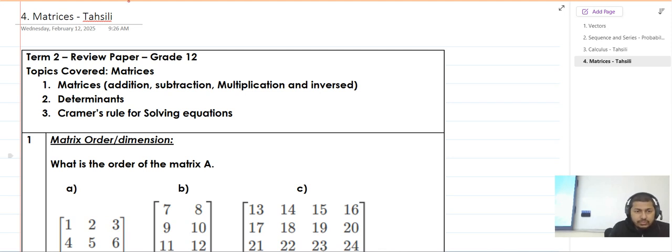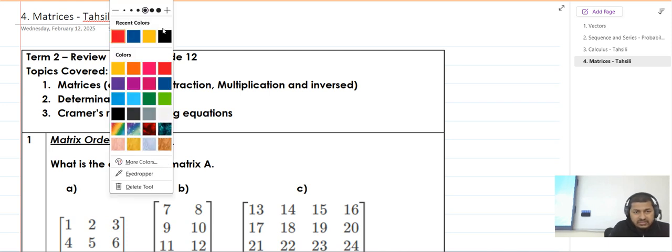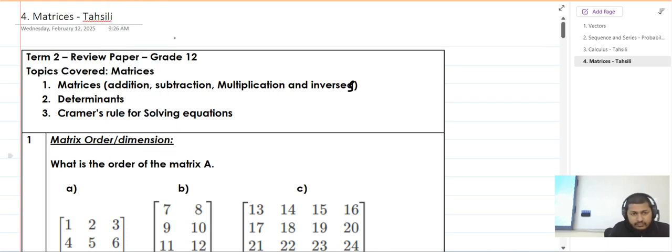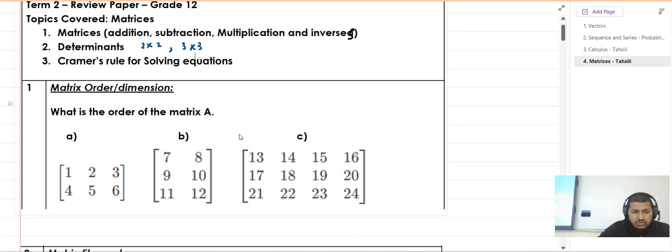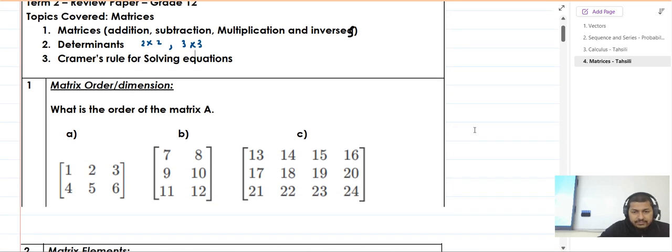Topics covered will be matrices, addition, subtraction, multiplication and inverses, determinants, Cramer's rule for solving equations. In determinants we will be focusing on 2 by 2 and 3 by 3 determinants. Why do we use determinants? Determinants are important because we use them to solve equations, right? So let us get straight into matrices.